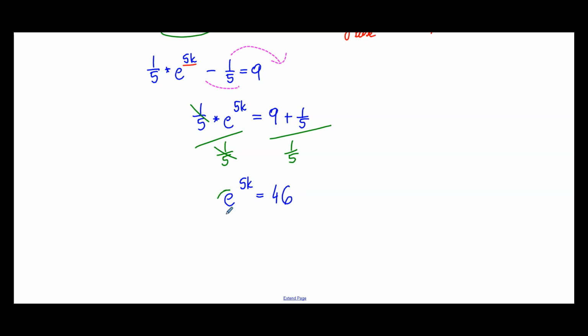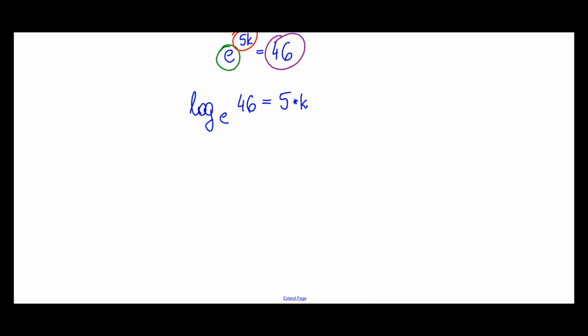So now I have my base, I have my power, and I have my product. Therefore, I can say log, meaning I am looking for the power, of the base e of the product 46, and that equals my power, which is 5 multiplied by k. Now, what am I looking for? I am looking for k, not k multiplied by 5. To get rid of that 5, we divide both sides of the equation. I am left with k.